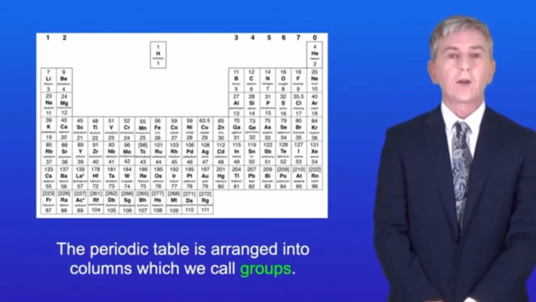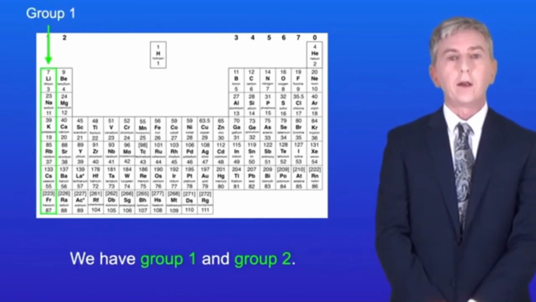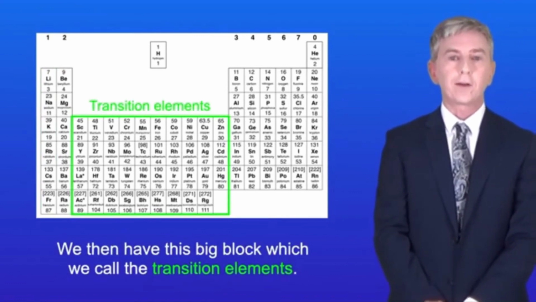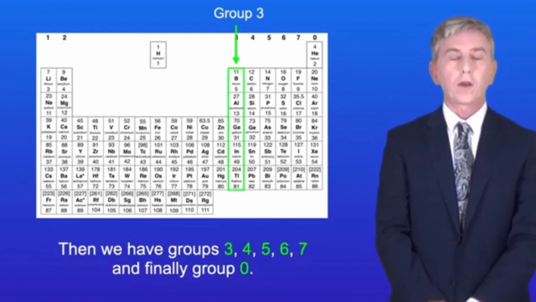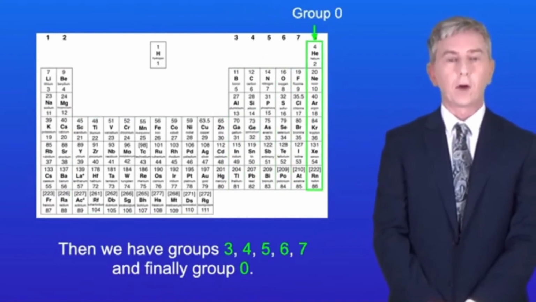The periodic table is arranged into columns, which we call groups. So we've got group 1 and group 2. We then have this big block, which we call the transition elements. And then we have groups 3, 4, 5, 6, 7, and finally group 0.